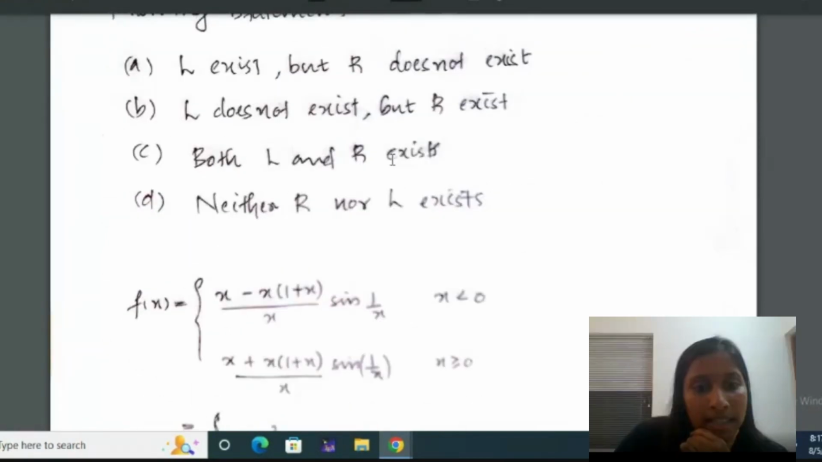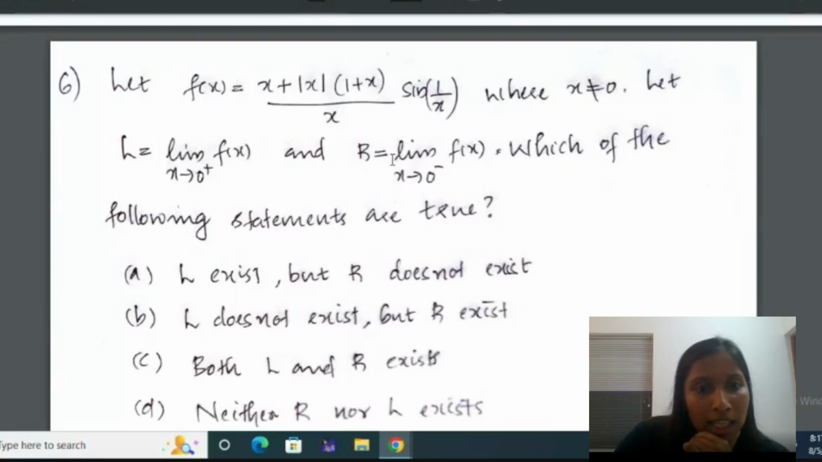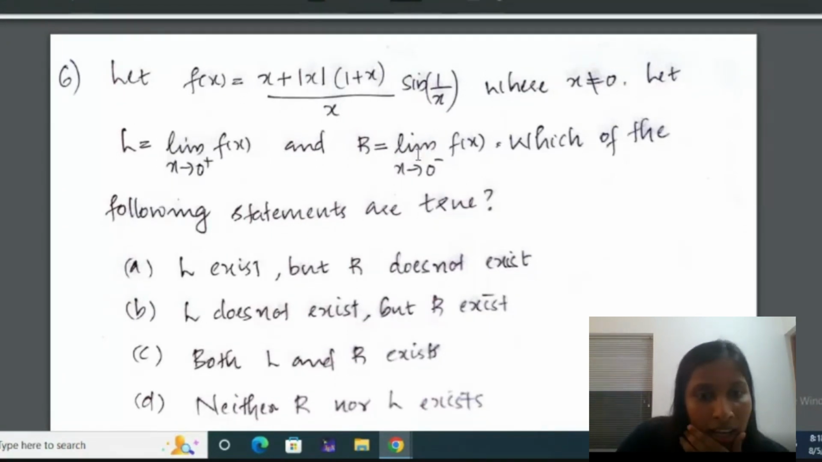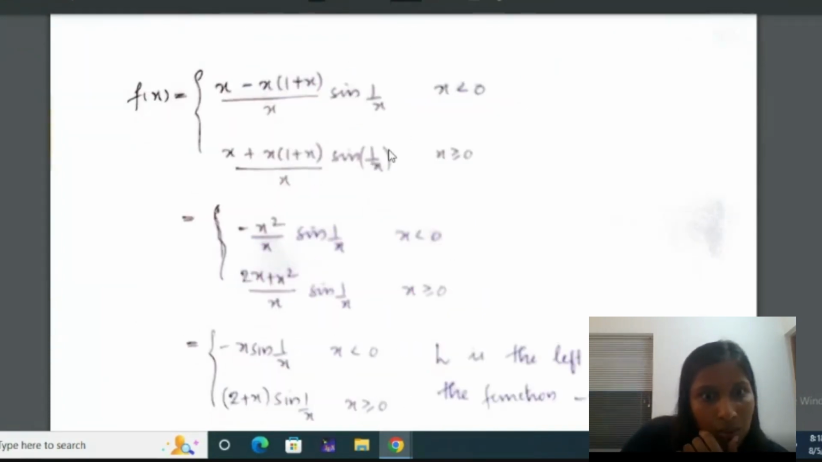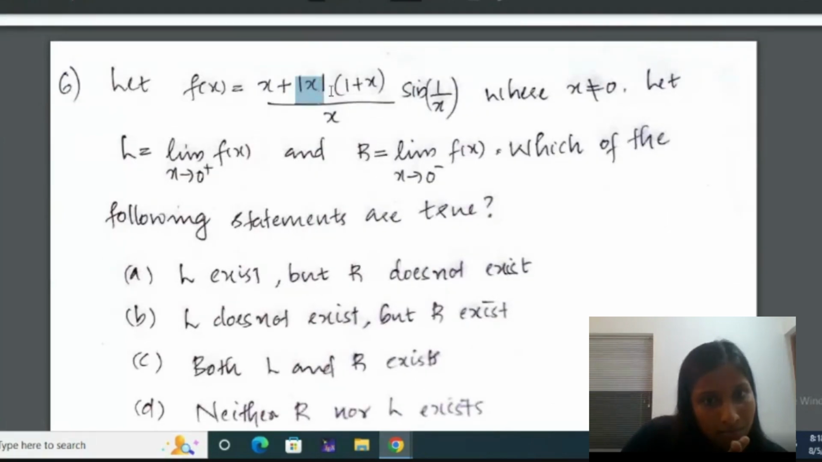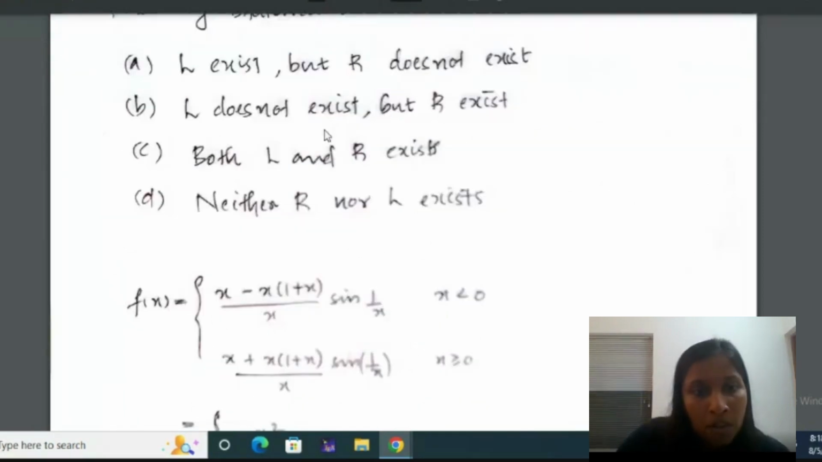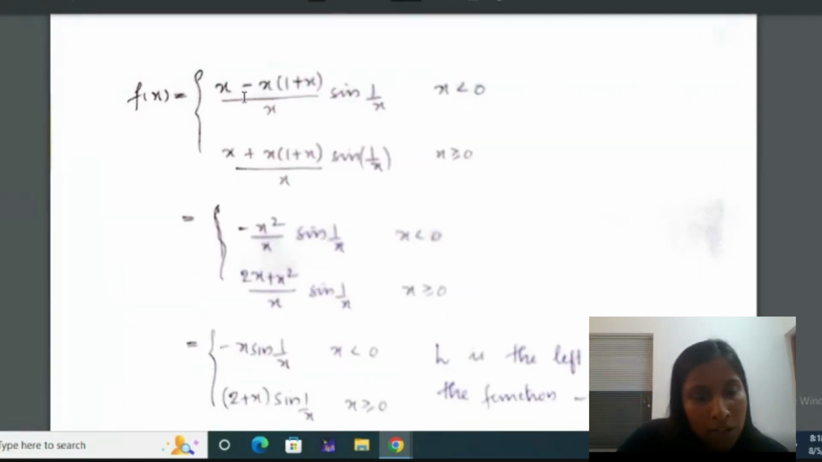Yeah, sequential criteria. Okay. I think you have got the point, so we can just go through the solution I have written. I have just split the function. We have mod x present in our function, so I'm splitting it about zero. For x less than zero, our function will be x minus x into 1 plus x, by x into sine 1 by x. For x greater than zero, it will be x plus x into 1 plus x, all divided by x, sine 1 by x.